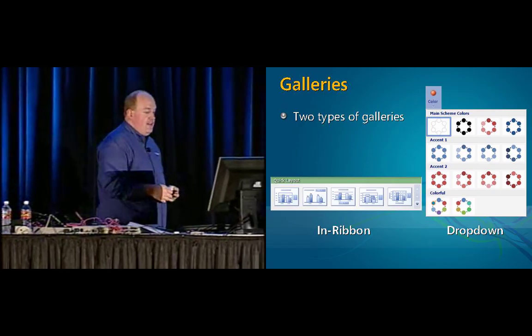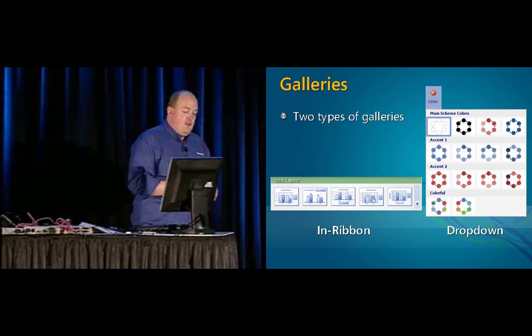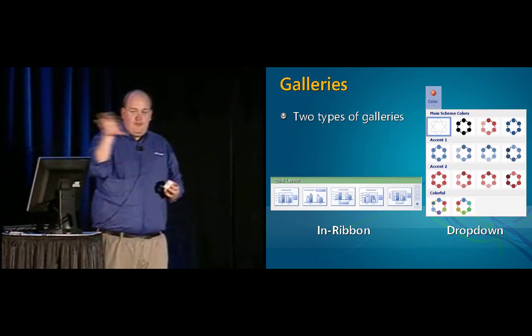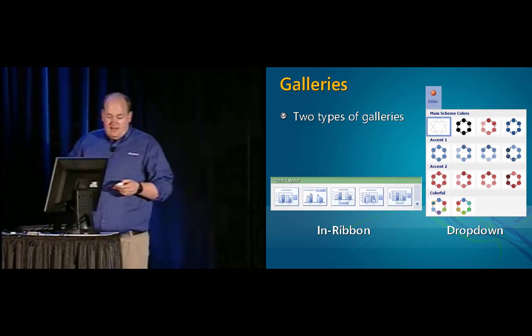So there are 2 types of galleries, and you've seen both of them by now. One of them is an in-ribbon gallery, which means that we take up space in the ribbon to show you the gallery. The other kind is a drop-down.